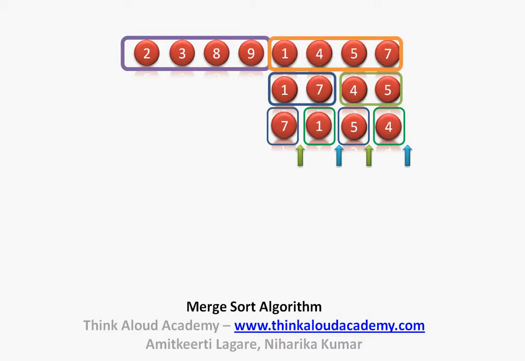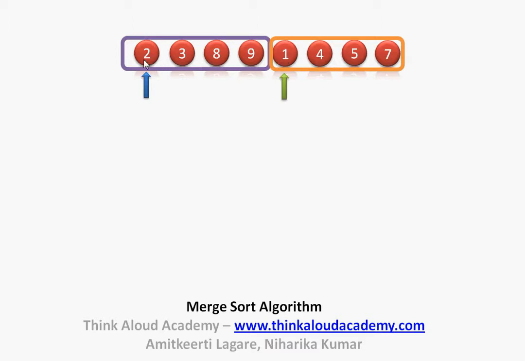So basically what has happened is I have one sorted sublist at the main level, that is 2, 3, 8 and 9. I have another sorted sublist of 4 elements, that is 1, 4, 5 and 7. So basically I need to merge these two lists to get my final answer. So what do I do? I again put an index onto the first element of this sorted sublist and first element of this sorted sublist. So basically I am comparing 1 and this element 2. So since 1 is the lesser of the two, I will take 1 out of this and then move my index ahead.